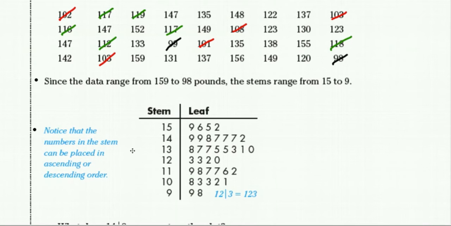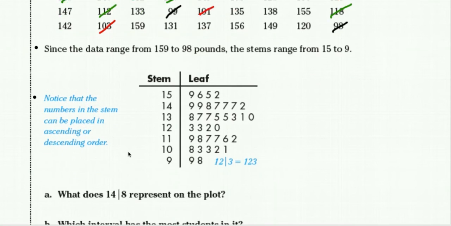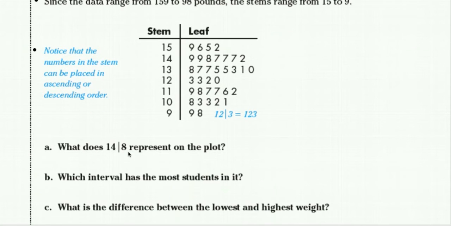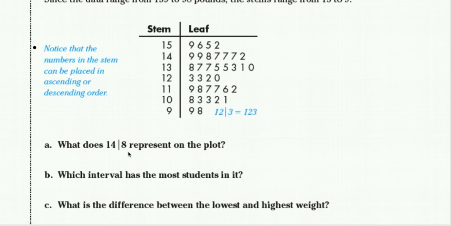But before that, notice that the numbers in the stem can be placed in ascending or descending order. I just talked to you about that. Actually, it's already in order from largest to smallest, so this is already in order. The stem and the leaves are already arranged from greatest to smallest.